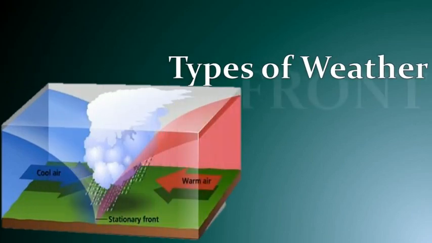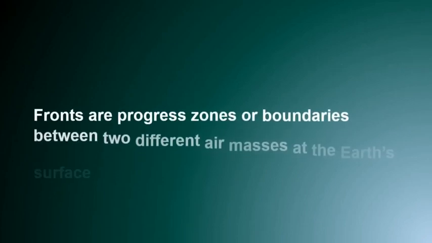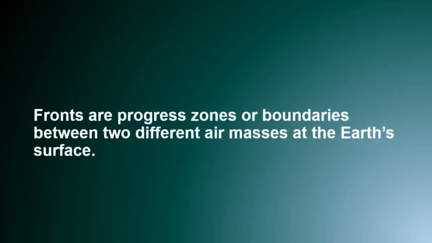In this video, I am going to talk about the different types of fronts. But what is a front? Fronts are transition zones or boundaries between two different air masses in the Earth's atmosphere.